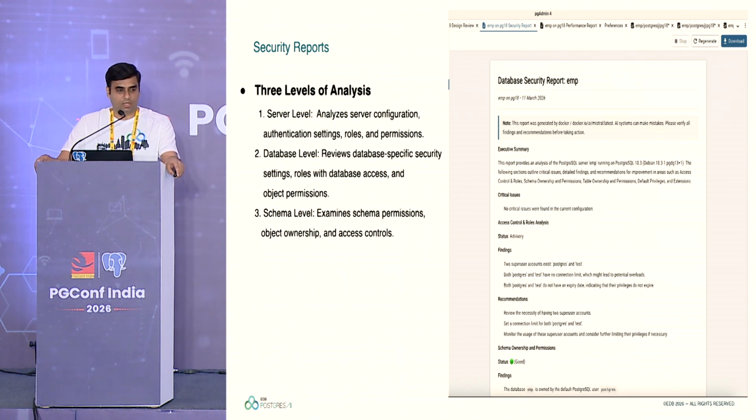Next one is the security report. We provide it at three levels: server, database, and schema level. The attached image shows the database security report for the employees database. Under critical issues, it says no critical issues, but there is some access and role-level analysis. It says there are some findings: there are two superusers, Postgres and test, and both don't have an expiry specified and have no connection limits. This kind of information you get from these security reports.